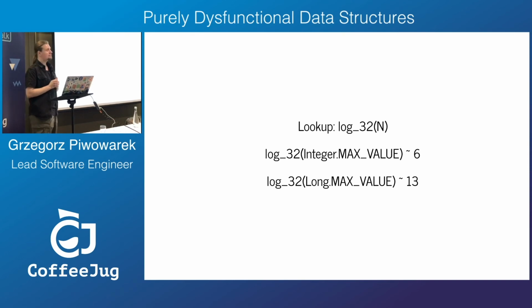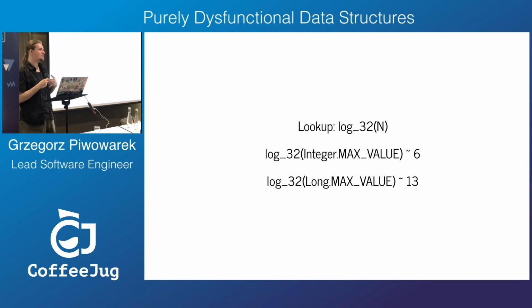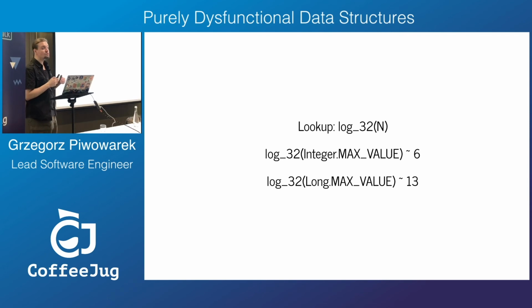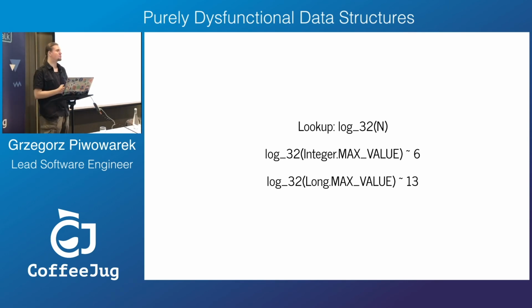So it's not constant time. It's just that, by having this limitation of size, we know that there will be max 6 hops, which is constant time, just very slow. So it's a slow constant time in comparison to others. And to give you a comparison, if you put a long max value in there, which is much bigger than that, it's only 13 hops. So this is pretty much constant time, effectively.